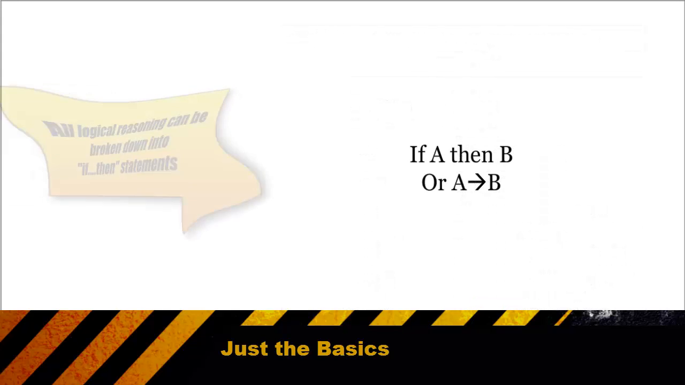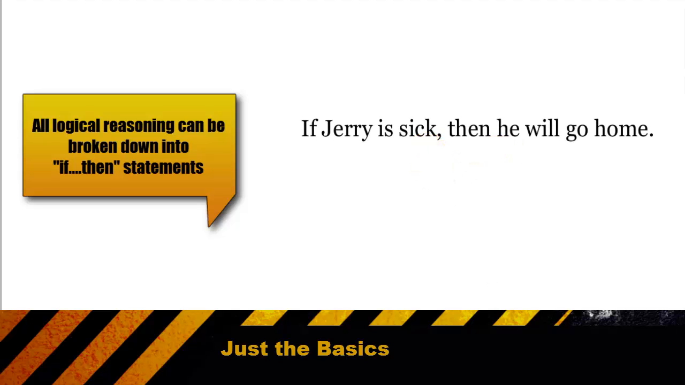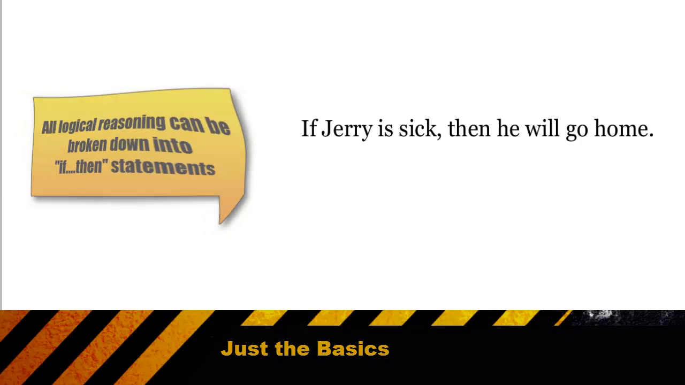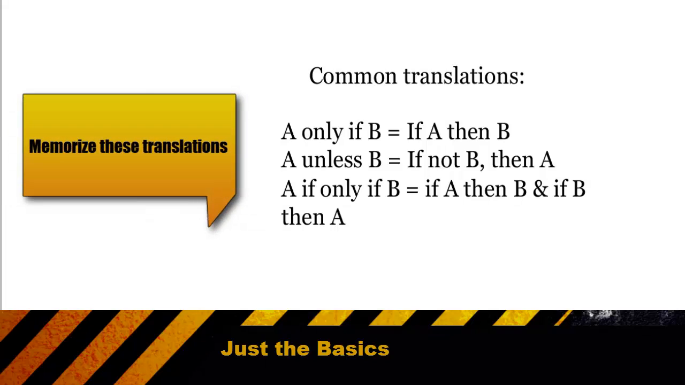The first principle to understand is that virtually all arguments can be broken down into a series of if-then statements, where I say, if A happens, then B will happen. So a simple statement such as, Jerry will go home if he's not feeling well, could be rewritten in the standard form of formal logic as, if Jerry is sick, then he will go home. The pattern if A then B is considered the standard form for if-then statements.